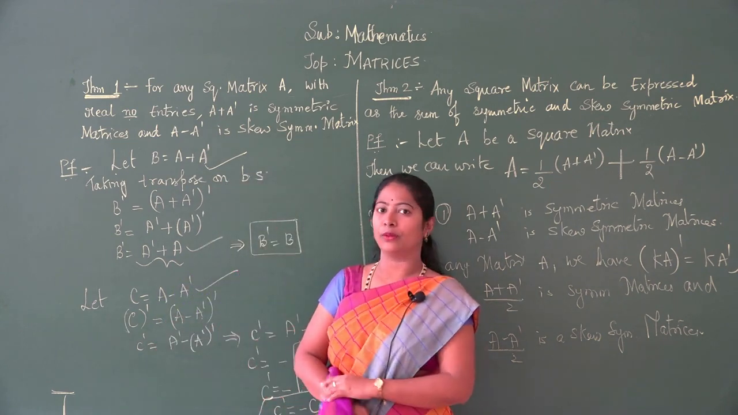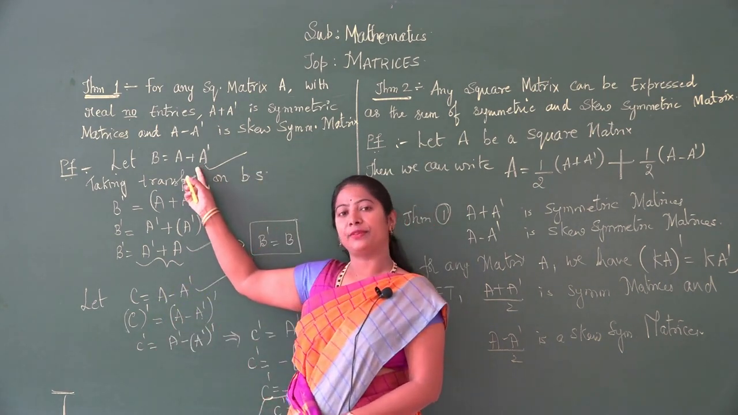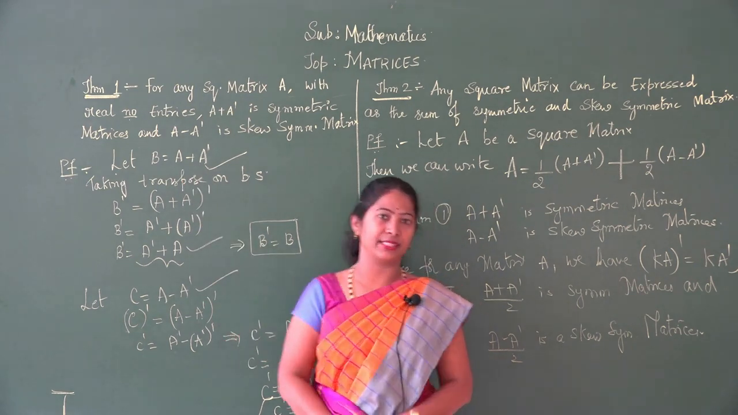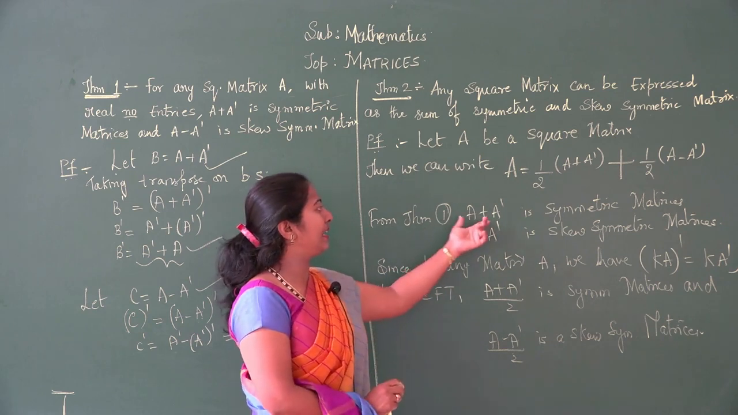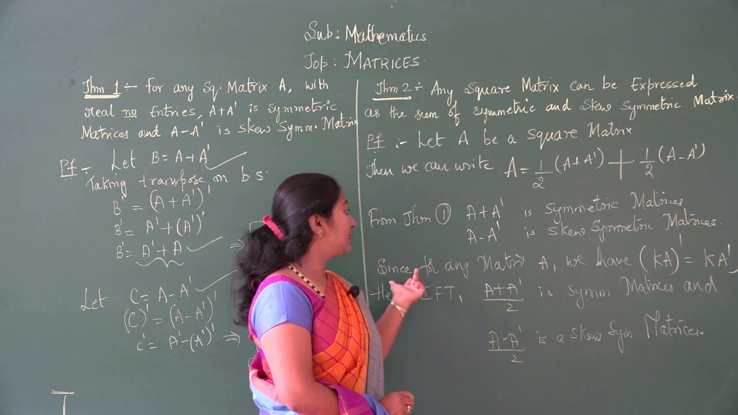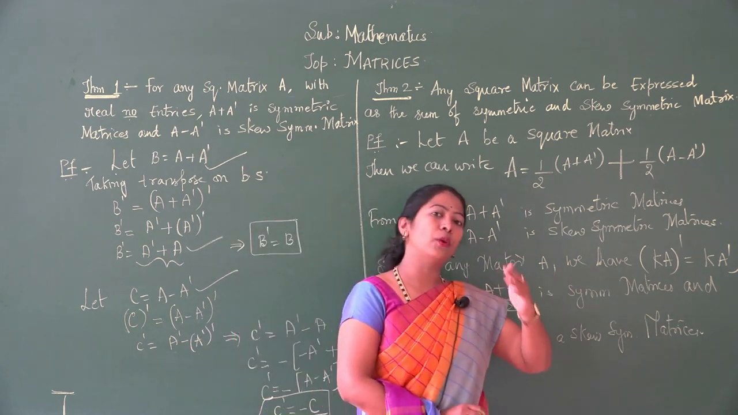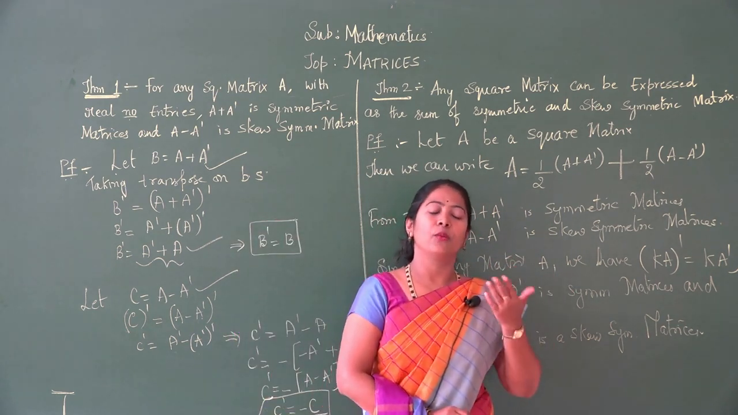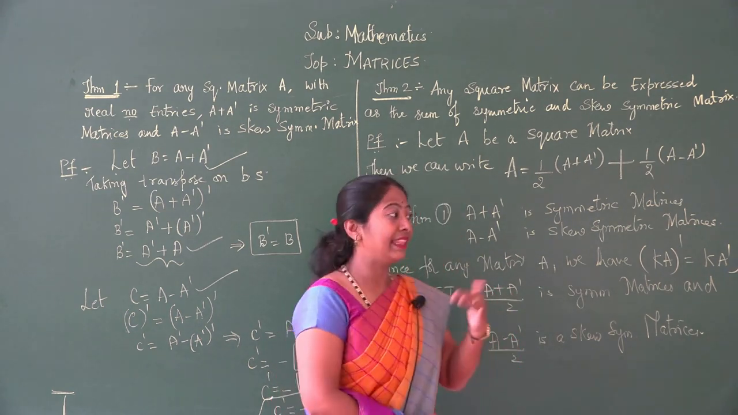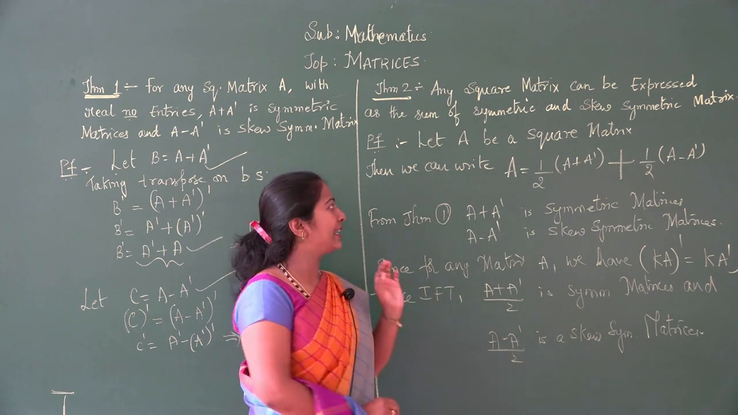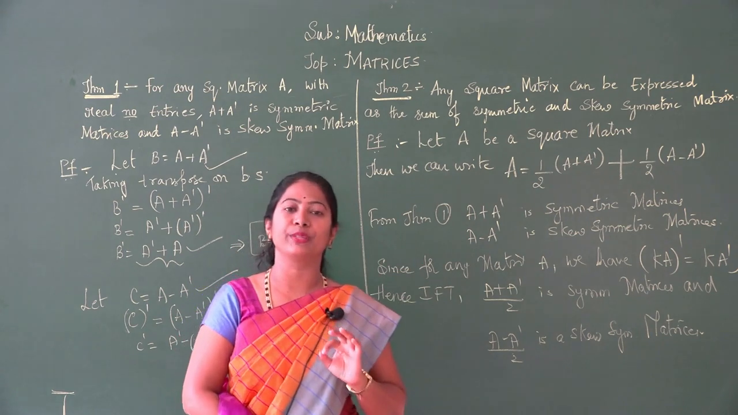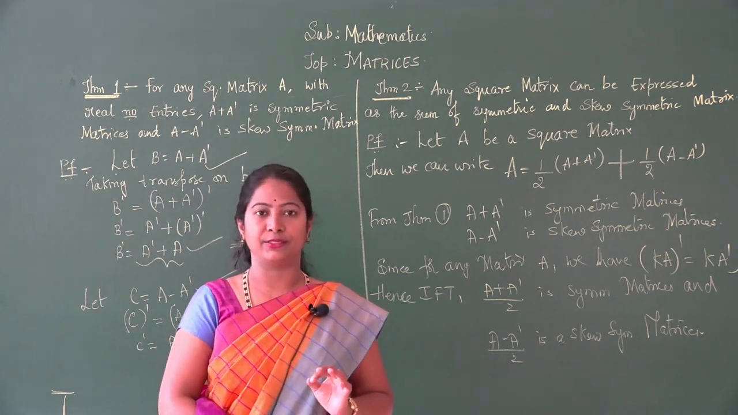From theorem number 1, what is A plus A dash? Symmetric matrix. And what is A minus A dash? Skew symmetric matrix. So we can write from theorem number 1, A plus A dash is symmetric and A minus A dash is skew symmetric. Since for any matrix A, that is by the properties of transpose of a matrix, what is (K A) the whole dash, which can be written as K into A dash, and therefore it follows that (A plus A dash) by 2 is a symmetric matrix and (A minus A dash) by 2 is a skew symmetric matrix.